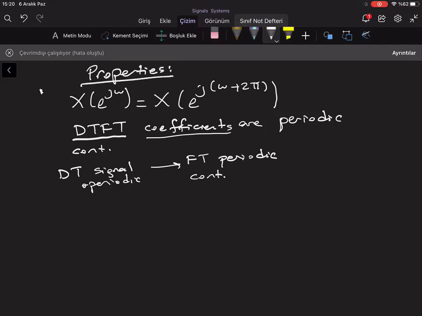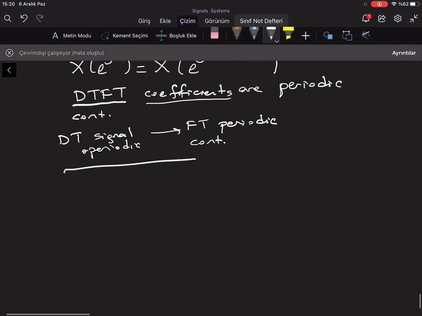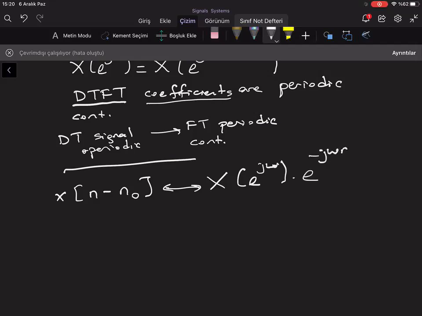The second property that I would like to mention is that if there is a shift in a signal, then it is going to be X(e^jω) times e^(-jωn0). Okay, so that means if there is a shift in time, I have to multiply the Fourier transform of the original signal by e^(-jωn0).